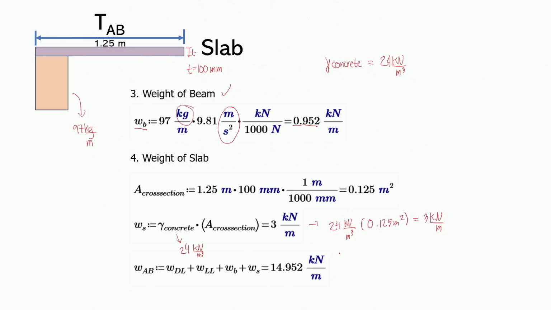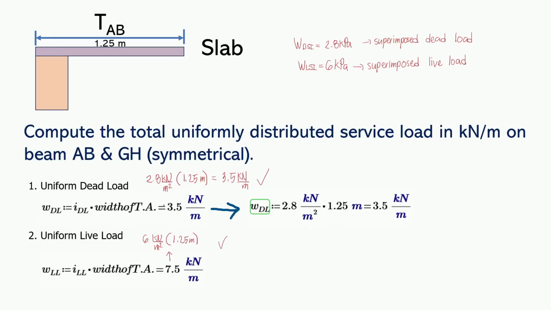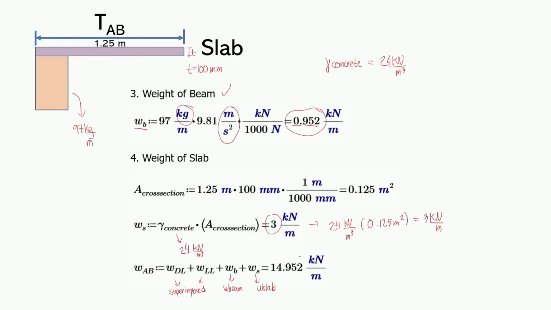And so yung total weight ng beam AB, yung uniformly distributed na load, will be equal to the superimposed dead load plus the superimposed live load plus the weight of the beam plus the weight of the slab. And so we are essentially adding 3 and then plus 0.952 and then plus 3.5 and then plus 7.5. And so that's why we have this value.